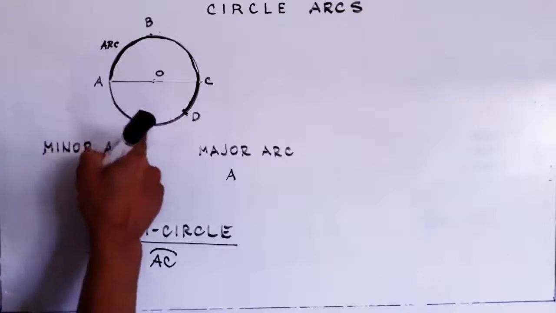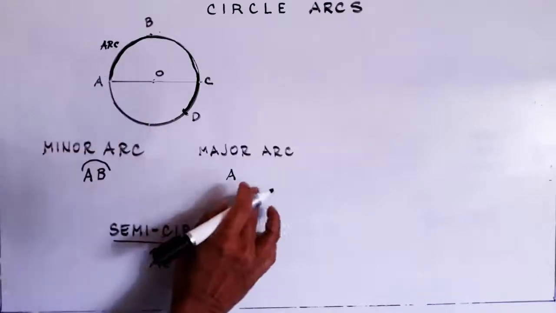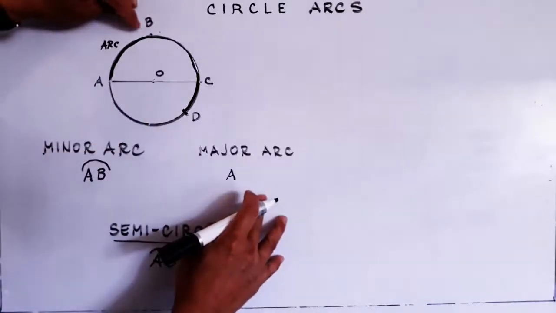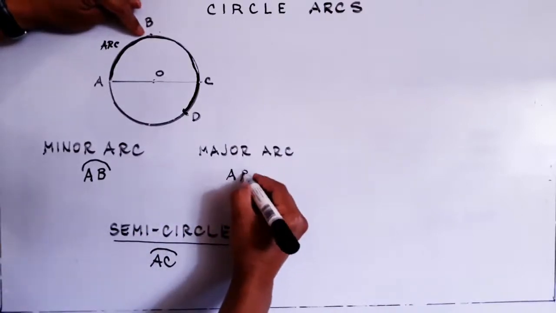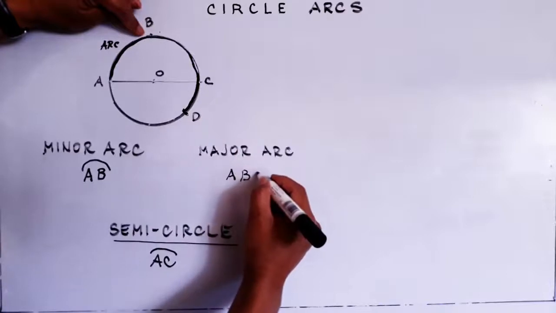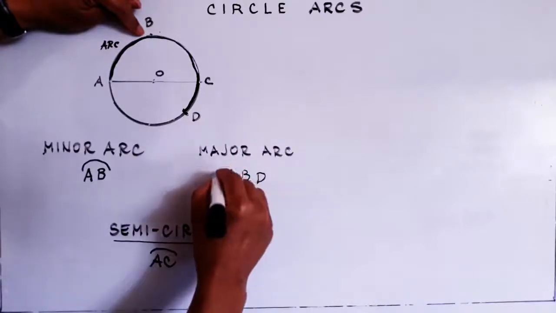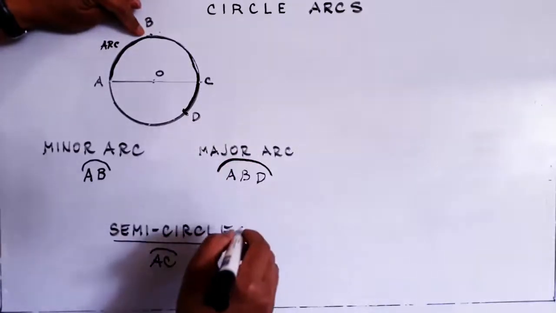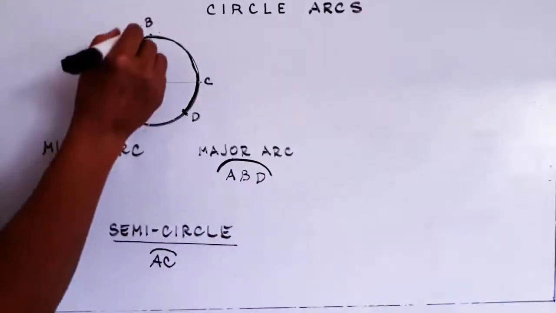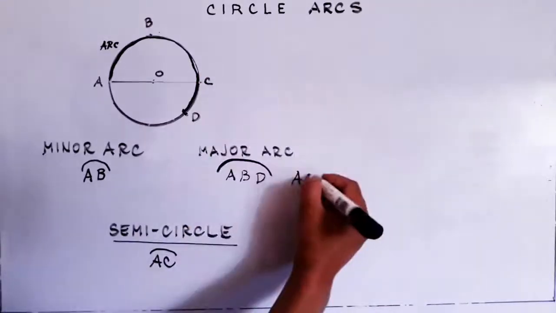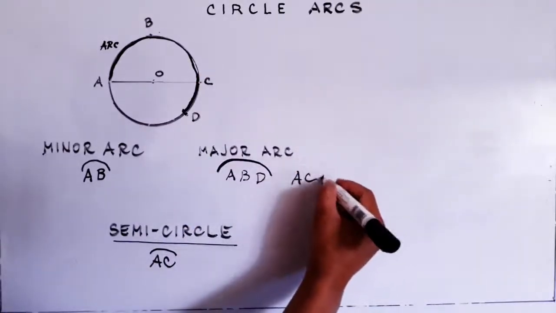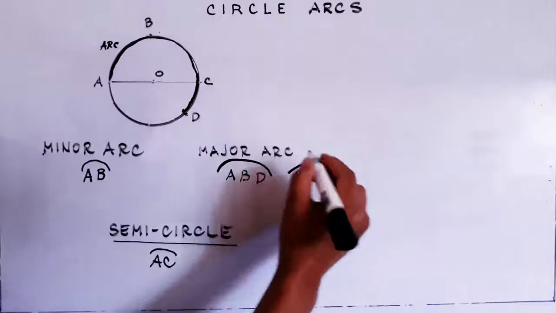A major arc is usually written using 3 letters. So, we need to choose a letter here. B, if you want, B. And then the end is D. So we put it like that, and that is a major arc. If you don't want to use the B, you can use A, then C, and then D. Alright, that is a major arc.